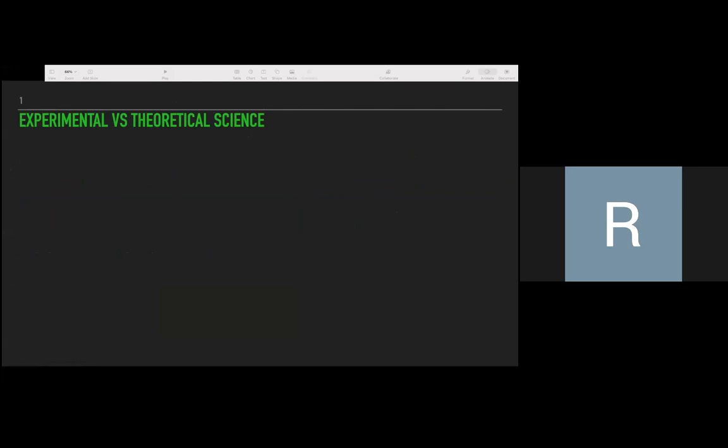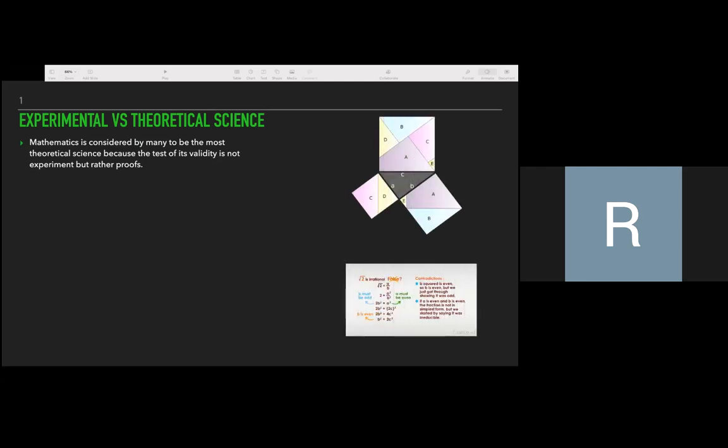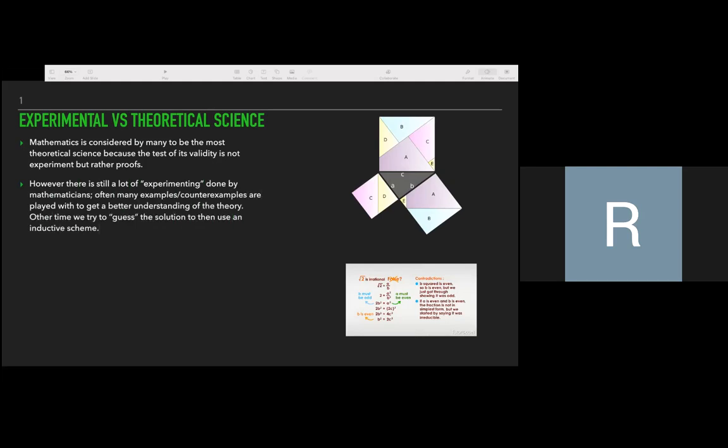Mathematics is commonly considered to be the most theoretical science. Its test of validity is not experiments, but rather proofs. But this is a little deceptive in some ways, because there's a lot of guesswork and trying in the work a mathematician does, and in some ways you're doing work similar to what a lab technician is doing in spirit. And so there's a lot of playing, and it's not as linear a workflow as you might think as an outsider.